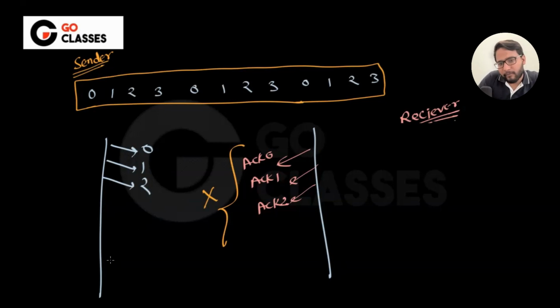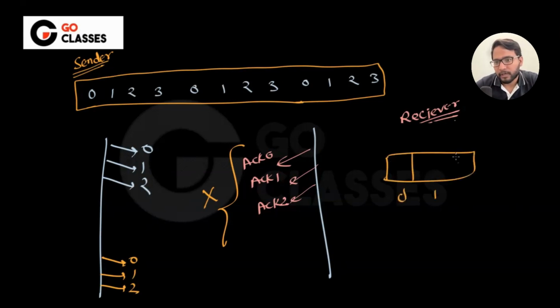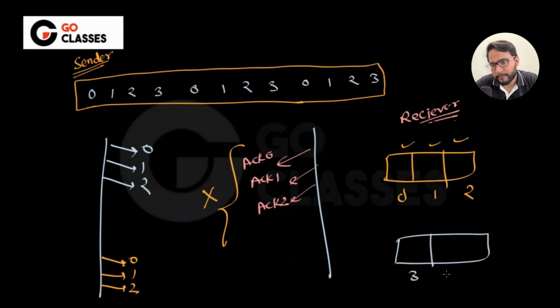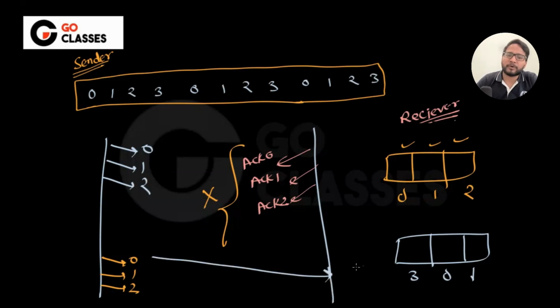Now after the timeout, you will be sending what? 0, 1, 2. The receiver has just got 0, 1, 2. You tell me, what is the receiver waiting for? Can anyone tell me? The next thing the receiver is waiting for is 3, 0 and 1, right? It is waiting for 3, it is waiting for 0, it is waiting for 1. You have sent 0, 1, 2. The moment 0 arrives, what will the receiver do? Will it accept or reject it? Tell me.